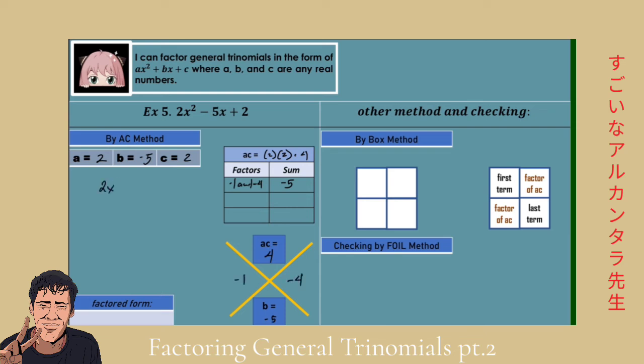So we have 2x squared minus 5x plus 2. Let's separate -5x into two addends. So we're going to have 2x squared minus x minus 4x plus 2. So -5x is separated into -x and -4x. Let's group our first one, which is 2x squared minus x, and our second one, which is -4x plus 2.